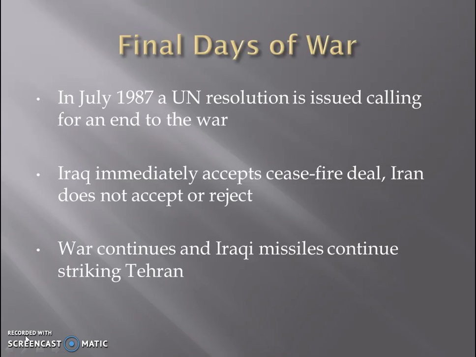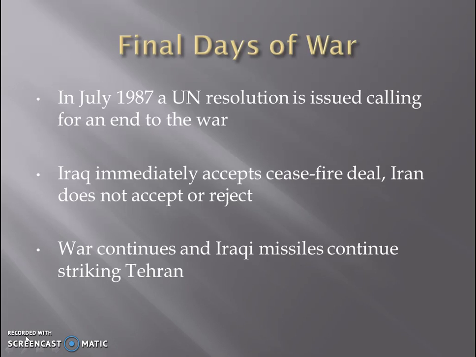In July of 1987, they issued their resolution calling for an end to the hostilities, and Iraq immediately accepted it. Iran criticized it, said it was just an attempt to justify the war actions of the U.S. in the region, and they refused to accept it. But interestingly, this time they did not openly reject it either. They kind of just left it on the table for a while.